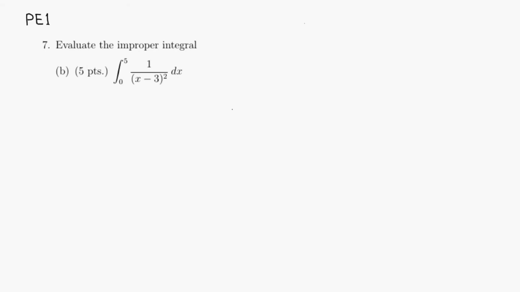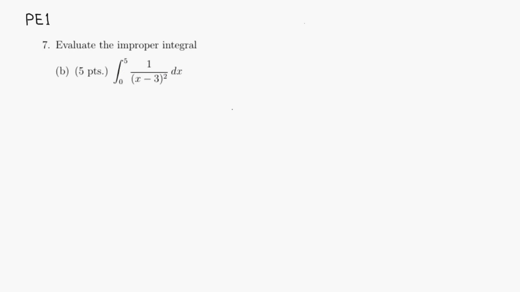Alright, let's look at practice exam 1, problem number 7, part B. This is an improper integral of type 2 because there's a discontinuity at x equals 3, where the denominator becomes 0. And 3 is actually in the middle of this interval.